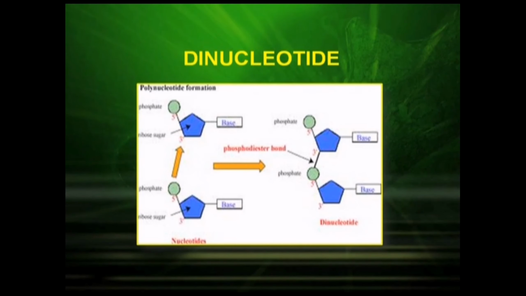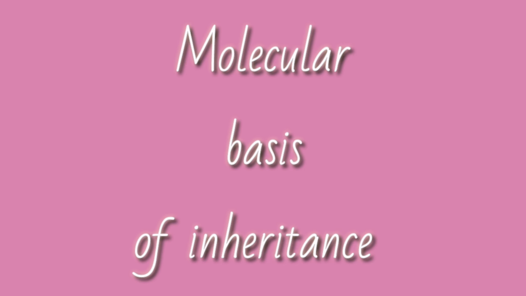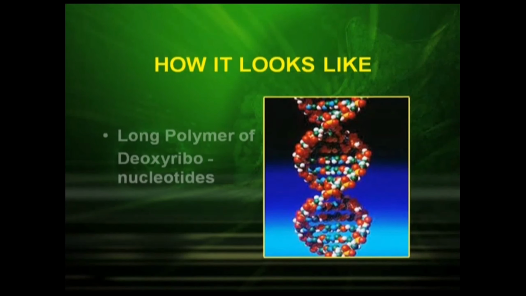Now this is a very simple model which you can also make, which shows the clear anti-parallel character of DNA, with 5' to 3' and 3' to 5'. Let us see how the DNA molecule looks. It's a long polymer of deoxyribose nucleotides.